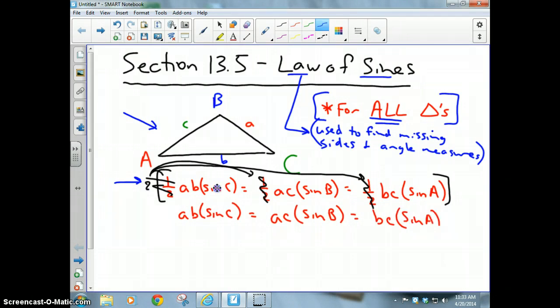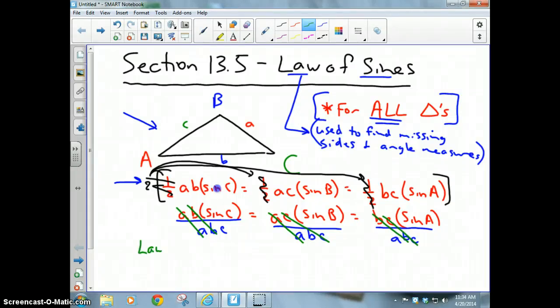And the last thing I'm going to do is divide the whole thing by ABC. And what you're going to discover then is, for instance, here the A's and the B's cancel out. Here the A's and the C's cancel out. And here the B's and the C's cancel out. And what you're left with is the law of sines.